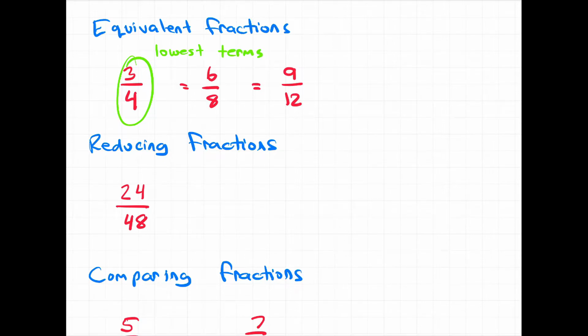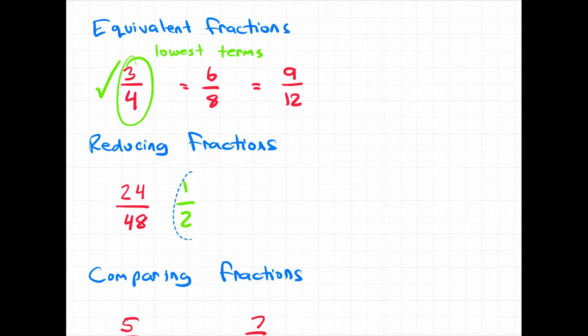Okay, so let's take a look at reducing fractions, because although these three fractions are equivalent, this is the format that we want to leave our answer in most cases. So if we have 24 over 48, you may be able to recognize right away that 48 is twice 24, which is 24 times 2. So I can reduce this fraction down to 1 over 2.